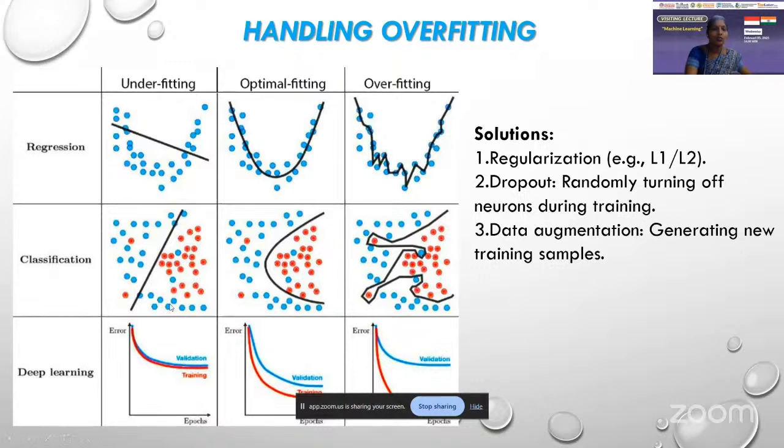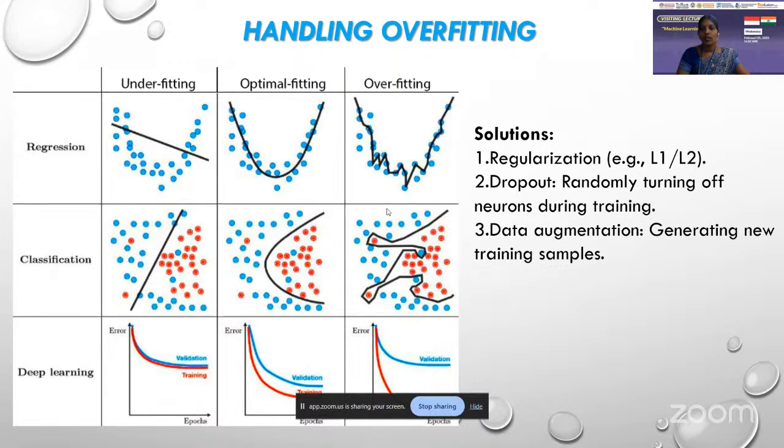In deep learning also we'll have underfitting, optimal fitting, and then overfitting. And what is the solution? How can I overcome the overfitting problem? The solution that can be provided for overfitting problems is regularization. There are several types of regularization, such as L1.